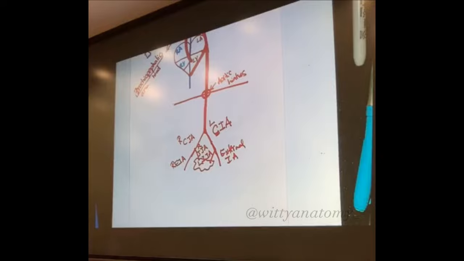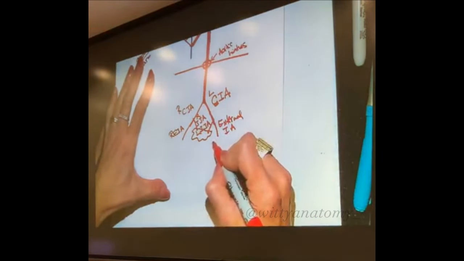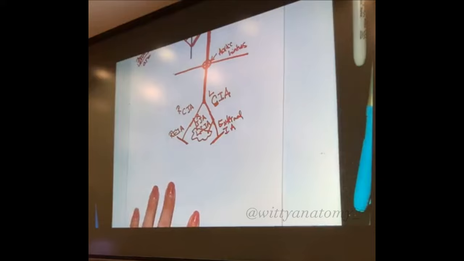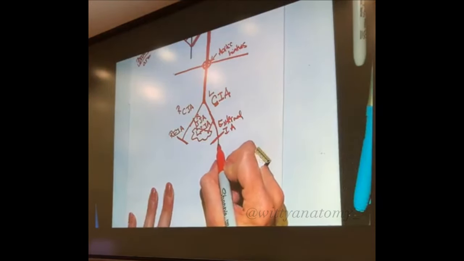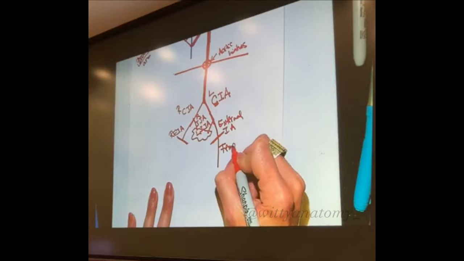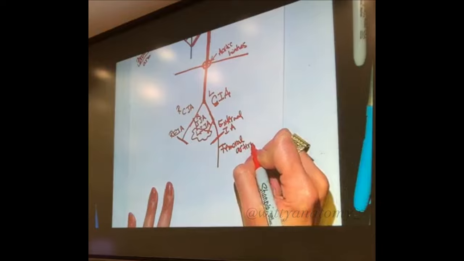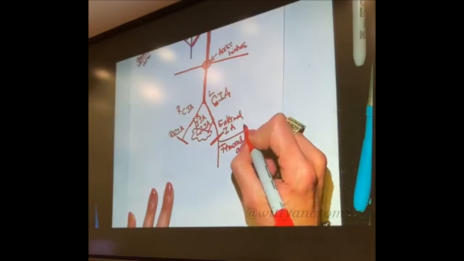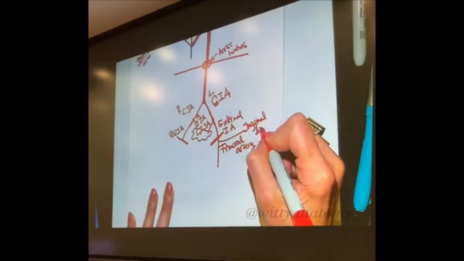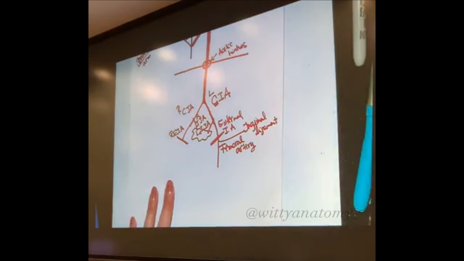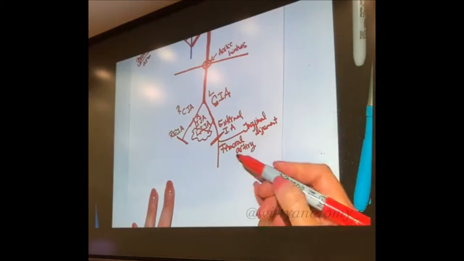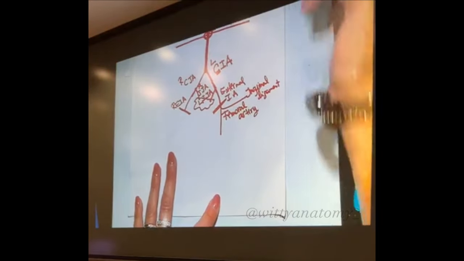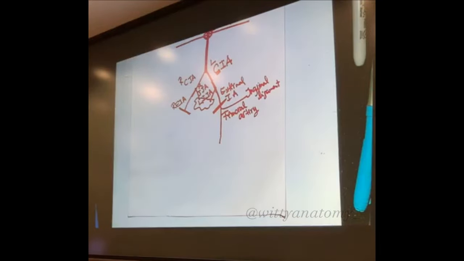So when the external iliac artery crosses the inguinal ligament, or the inferior border of the pelvic girdle, the external iliac artery now is called the femoral artery. When the external iliac artery crosses the inguinal ligament, or the inferior border of the pelvic girdle, it becomes the femoral artery. The femoral artery is right here.